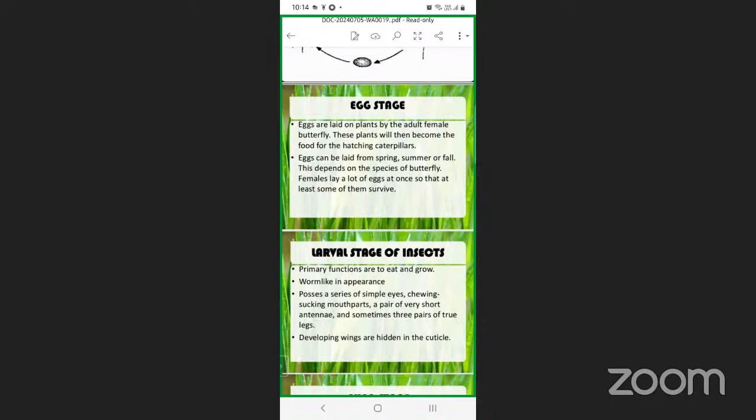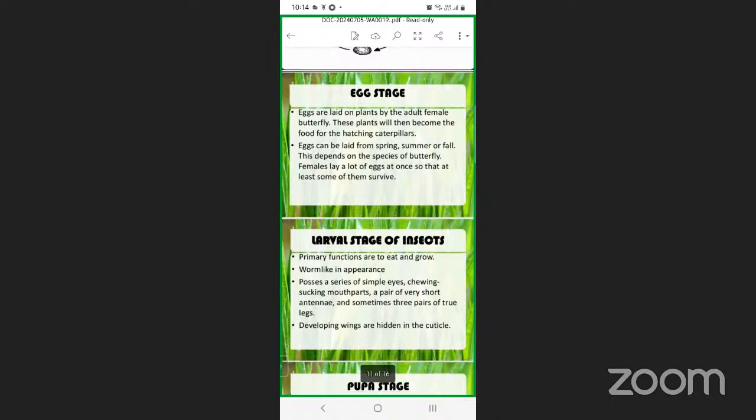So eggs can be like that. We see the egg stages laid on the branches of the trees, leaves of the trees, or the trunks of the trees. So that we will describe as an egg stage.